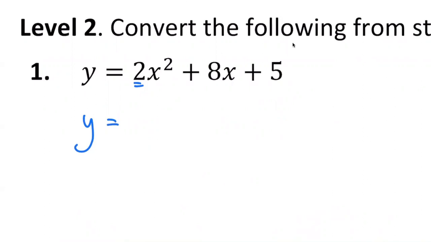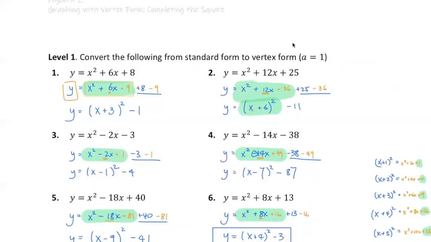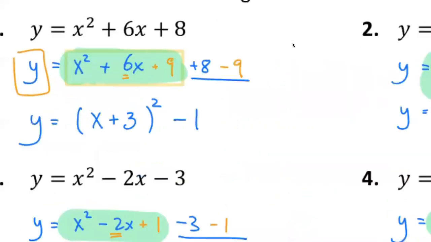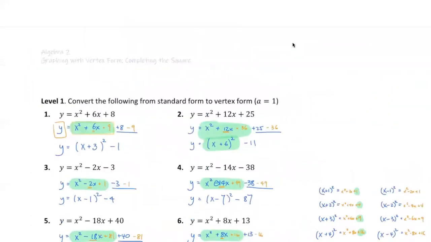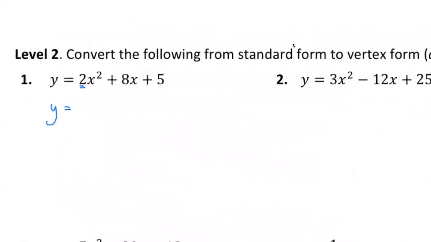Now, as you can see from the previous 6 questions, we are really focusing on the first 2 terms, the terms with the x. The constants, we don't really care so much. We said, let's scoot it over to the right, just to give some space so that we can add a number, and then at the end we need to subtract the number. So we're going to carry out the same idea over here.